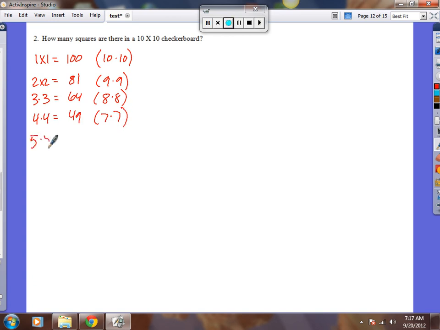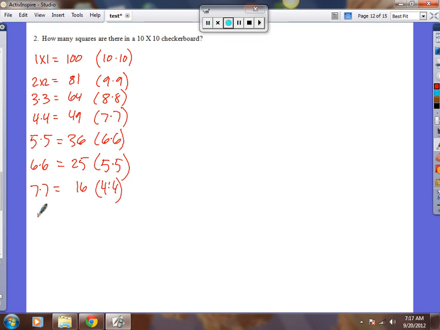The 5 by 5s, there's going to be 36. Get that from doing 6 by 6. The 6 by 6s, there's going to be, what are we on, 25. Get that from doing 5 times 5. The 7 by 7s, there's going to be 16. 4 times 4 gives me 16. The 8 by 8s, there's going to be 9 from 3 times 3. The 9 by 9s, how many is there going to be? 4 from 2 times 2.